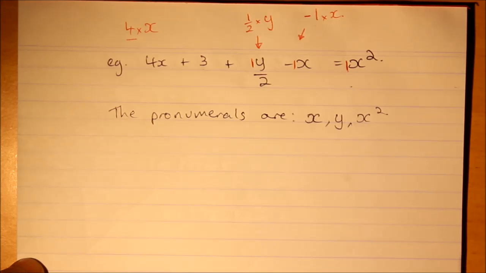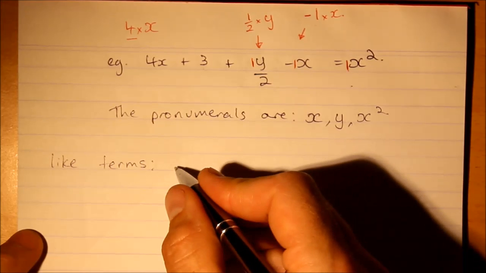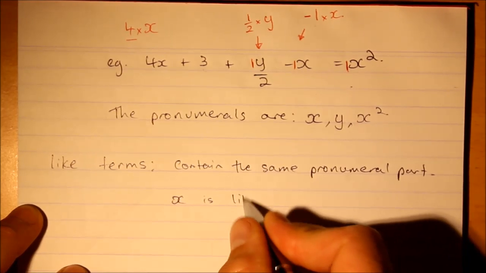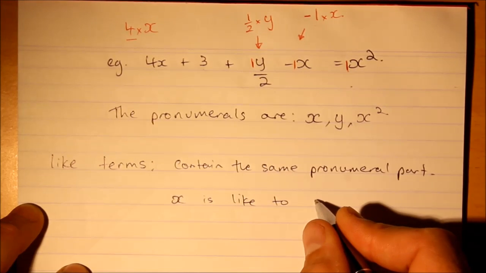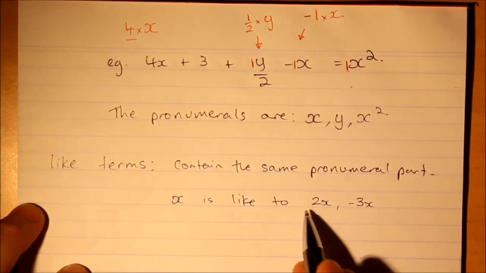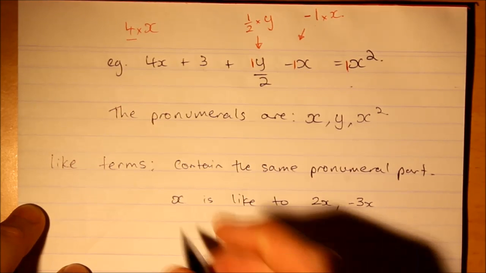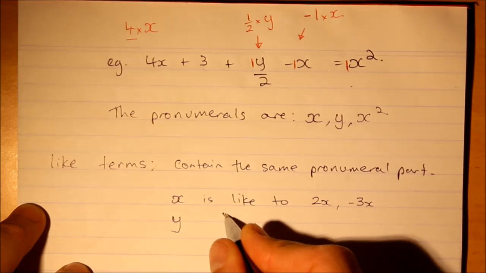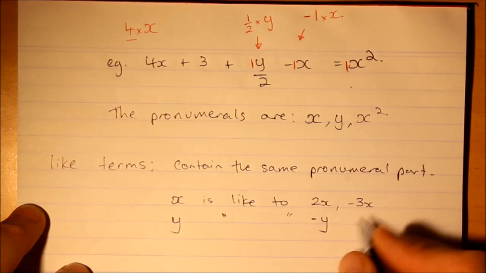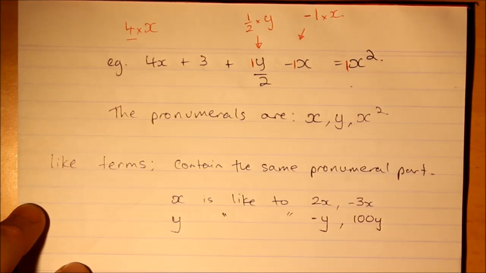Right, so let's take a look at what like terms are. Well, like terms contain the same pronumeral part. So x is like 2x or minus 3x, any term that has its only pronumeral as an x. y is like, it doesn't matter if it's negative y or if it's 100y, they're still like terms.